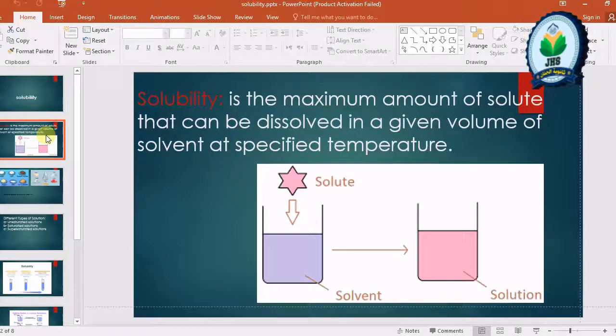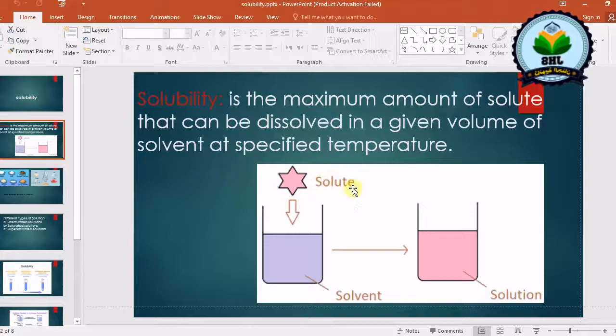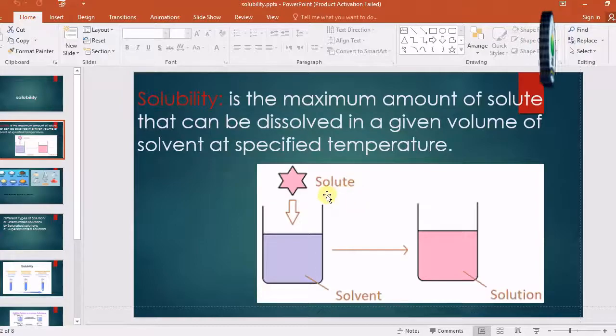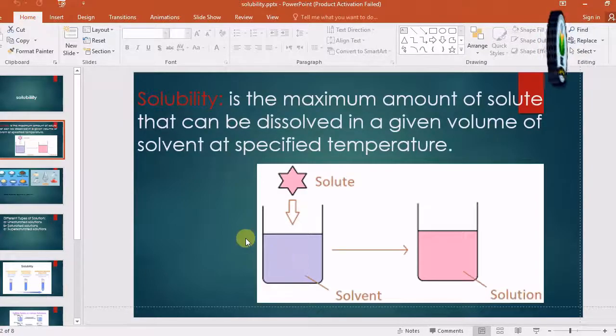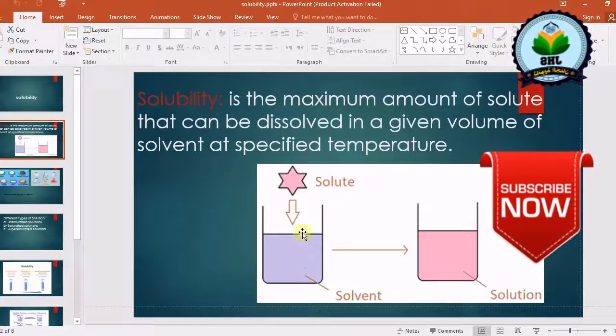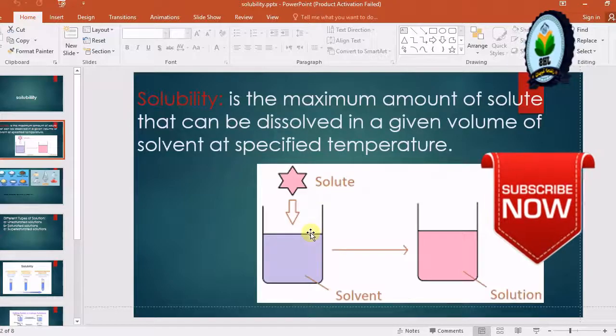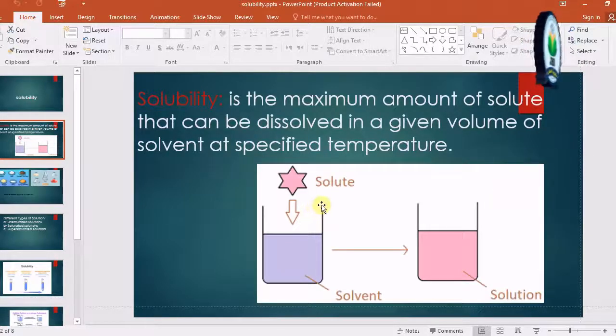Solubility is the maximum amount of solute that can be dissolved in a given volume of solvent at a specified temperature. As we studied before, solute is the solid particles and solvent is the liquid particles. When the solute dissolves in the solvent, it gives us a new solution. The solvent could be at normal, high, or low temperature. Every solute has to dissolve in the solvent, like sugar and water, or milk and water. The important part in this lesson is that it has to become a solution.